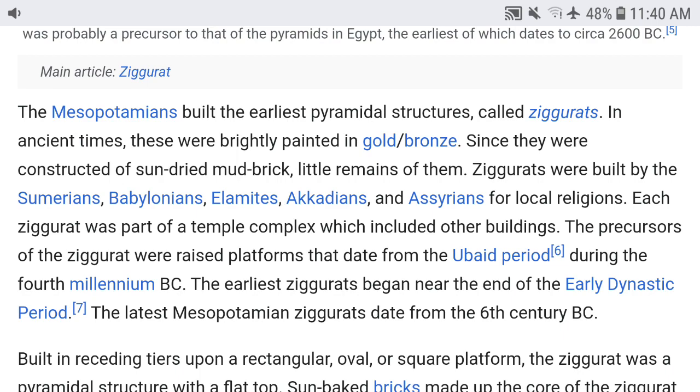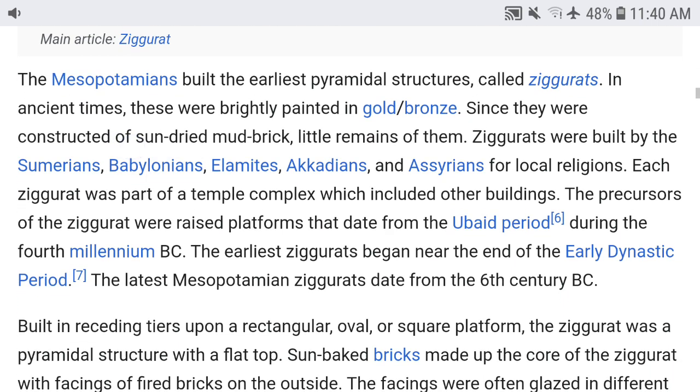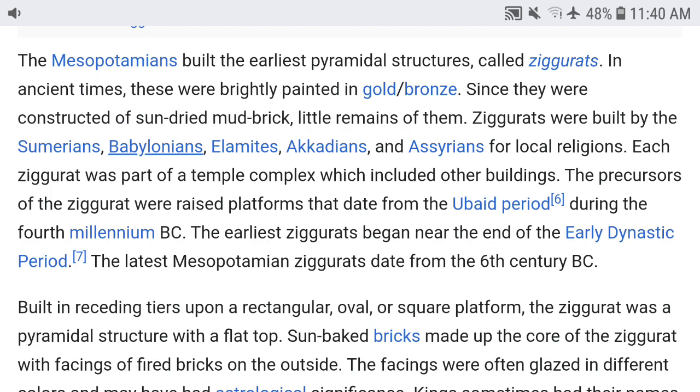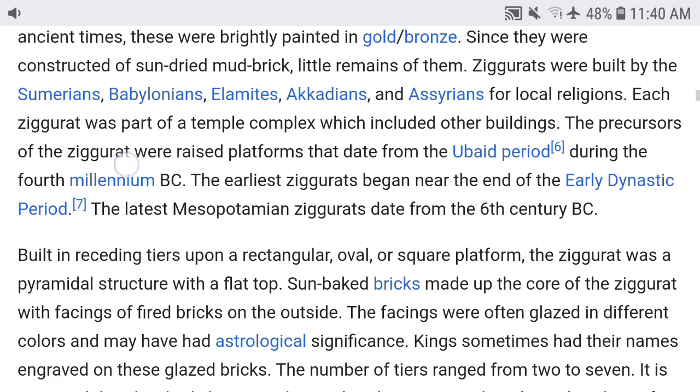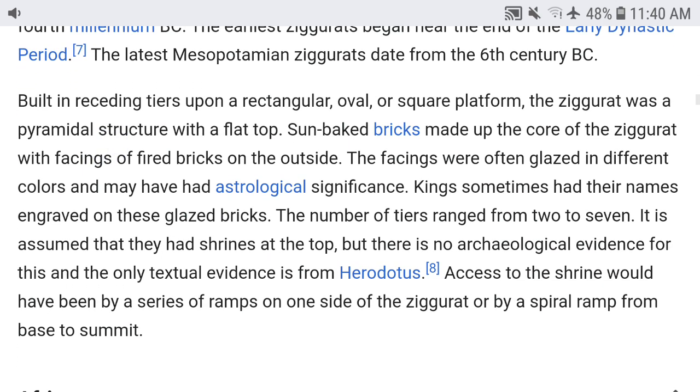The precursors of the ziggurat were raised platforms that date from the Ubaid period during the 4th millennium BC. The earliest ziggurats began near the end of the early dynastic period, built in receding tiers upon a rectangular, oval, or square platform. The ziggurat was a pyramidal structure with a flat top.